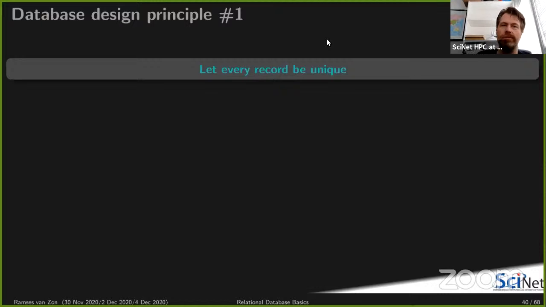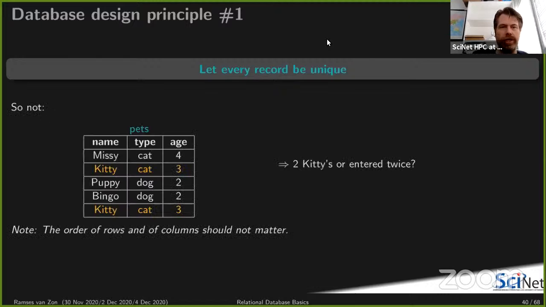So our first design principle was for every record to be unique. So we had our pets table, and we couldn't have any way to say or know whether this entry of Kitty, which is a cat of 3 years old, whether those are two kitties or not. And so one way to at least encode that is to say that every record should be unique, so that if I tried to enter the same pet again, it would give me either an error or just overwrite it and not have two entries there.